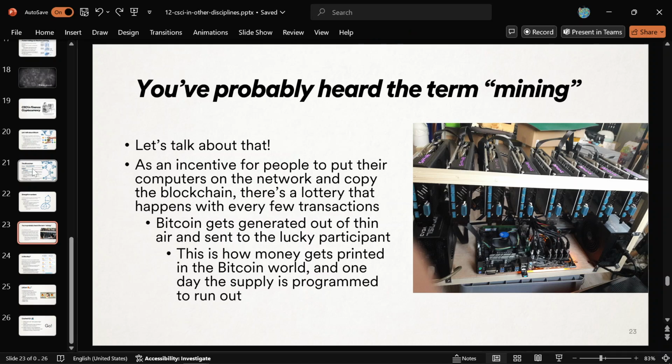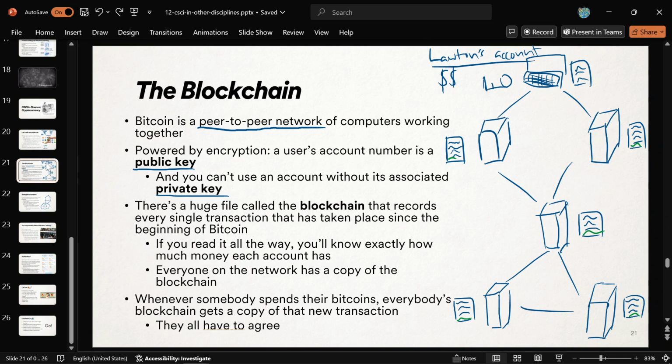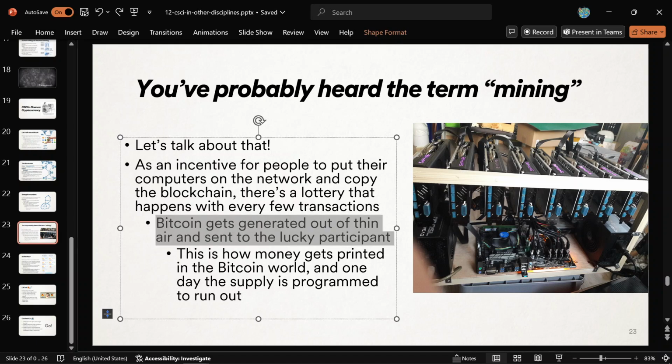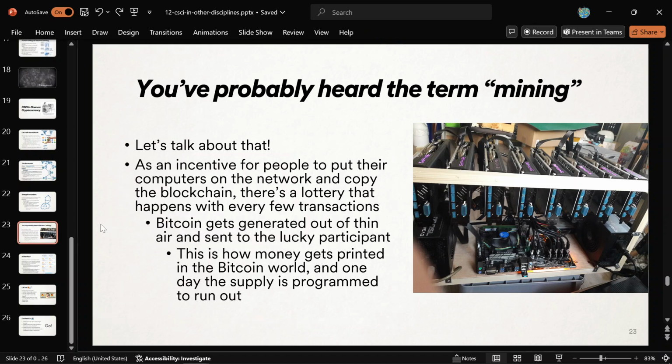everybody's working really hard to verify every transaction. Like, I'm spending my money. People are working hard to verify that, yes, I had that money in my account. Everybody who does that tells the Bitcoin network, yes, this is legit. Yes, this is legit. And one of those computers that checked that transaction gets a Bitcoin just generated out of thin air. That's what mining is all about. That's how money gets printed.